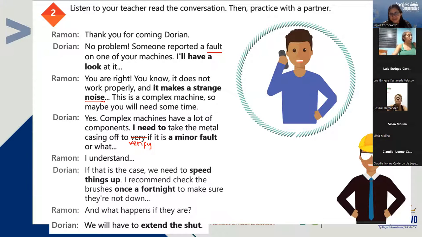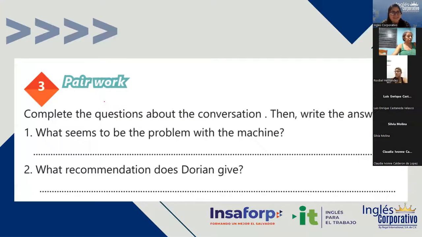Nice. Now let's go back to the questions. What seems to be the problem with the machine? What seems to be the problem? What is the problem? It makes a strange noise. What else? What's the other problem? It is not working properly. Exactly. It is not working properly. That's the problem.